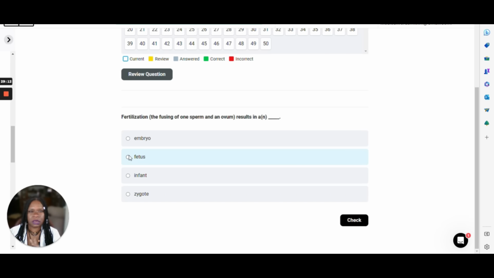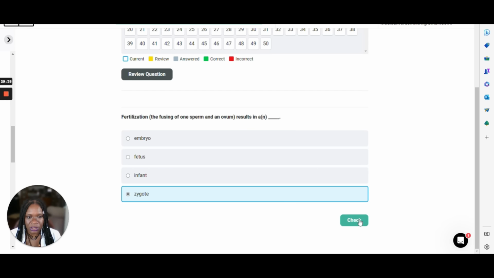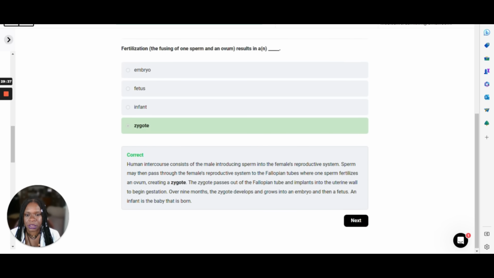So we're going to nix that one out too, because a fetus, you can hear heart tones. You can feel the fetus moving. But is it going to be an embryo or is it going to be a zygote? Well, we're thinking just the very bare minimum first stage of the process. The moment that the egg and the sperm unite is going to create a zygote. So here is the correct answer.